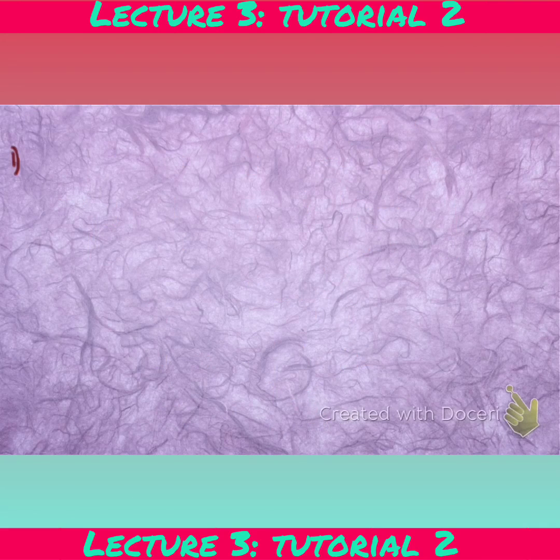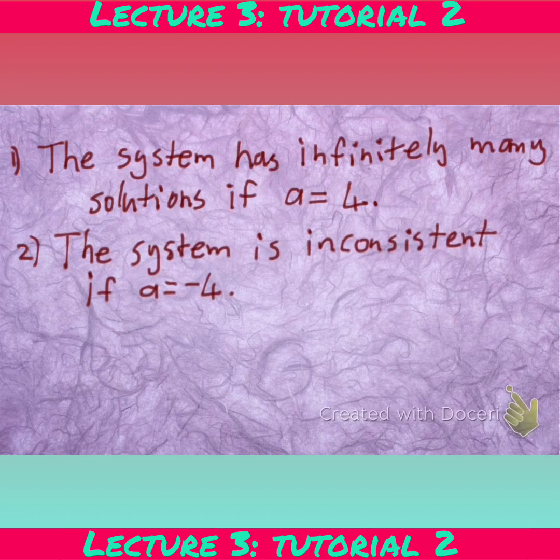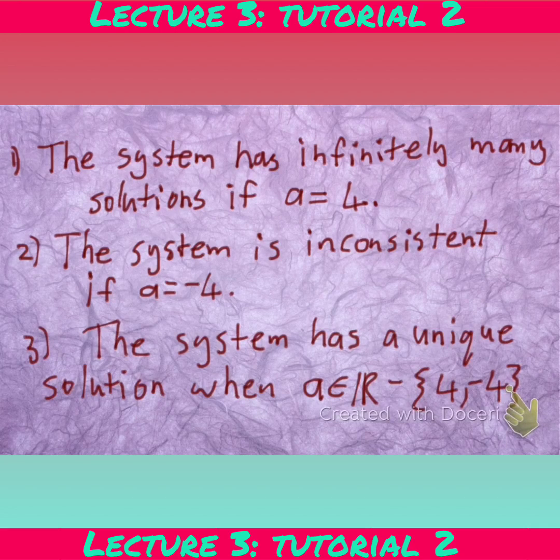So, recap. We said the system has infinitely many solutions if a is equal to 4. We solved that in the previous case. Second, we showed that the system is inconsistent if a is minus 4. And lastly, we showed that whenever a is a real number that's neither 4 nor minus 4, the system has a unique solution. We can solve for x, y, and z explicitly. So that answers the question. We've done a detailed analysis with those three cases.